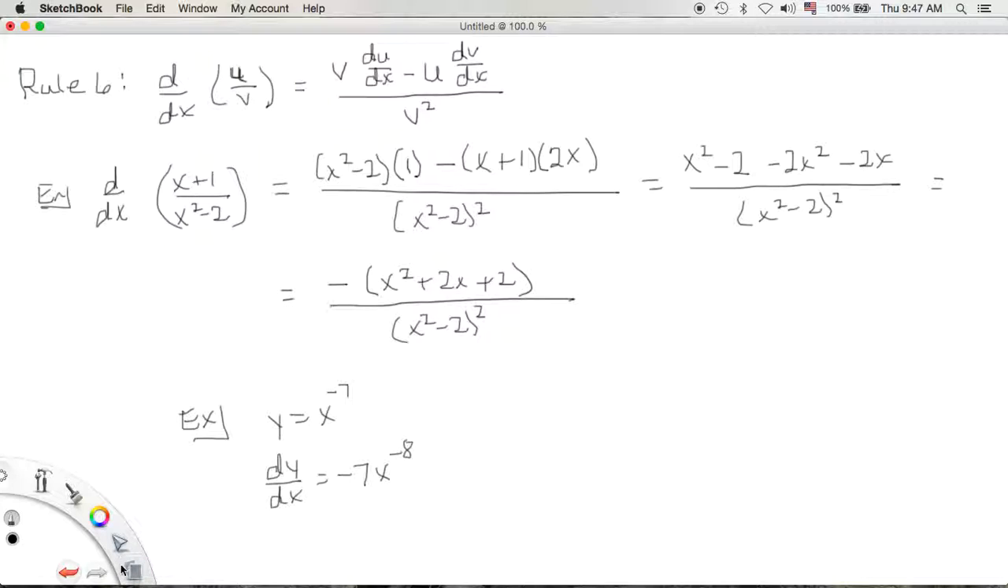Now, those rules, like I said, you want them all on your cards. The 5 and 6, the power, product and quotient rules, those you're going to have to memorize because they're not quite as obvious. So make sure you know those.